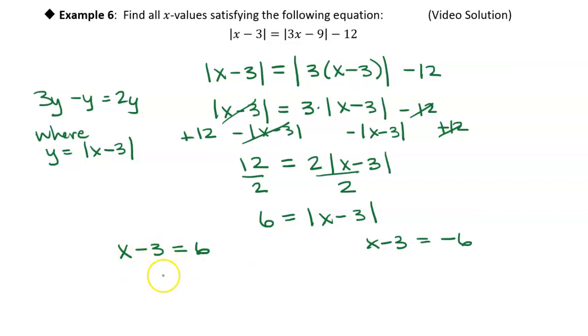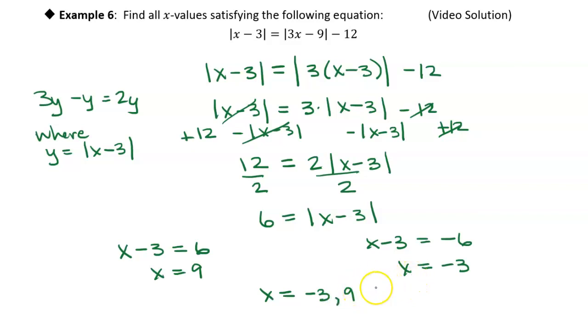I'm just going to add 3 to both sides. I get x equals 9. Over here, add 3 to both sides. I get x is equal to minus 3. I'm just adding 3 to both sides in both cases. So my answer is x is equal to negative 3 or 9.